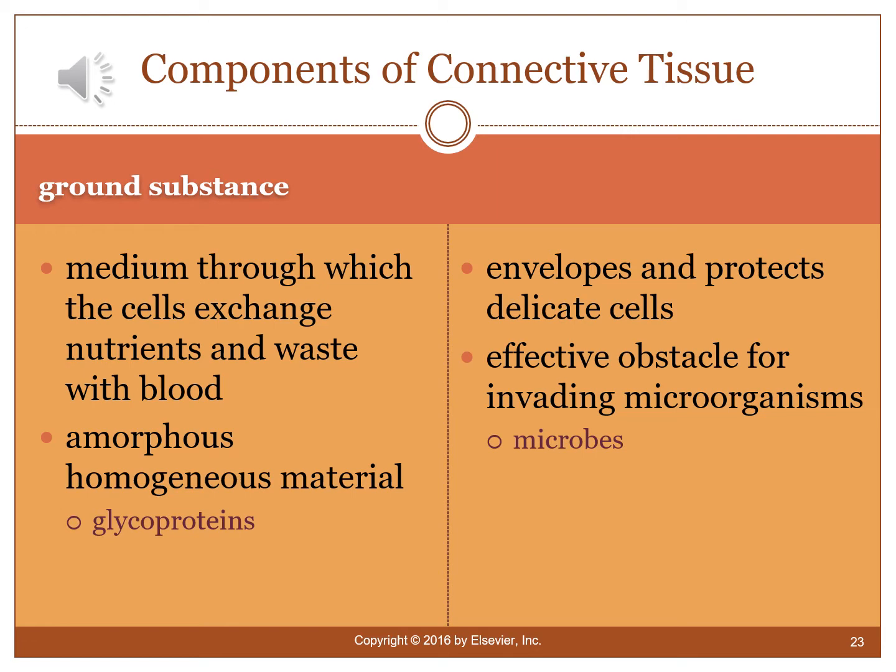So components of connective tissue, there are the ground substance, which is a medium through which the cells exchange nutrients and waste with the blood. They are amorphous, so amorphous means having no shape. Again, a meaning without, morphous is just shape. Homogeneous, so homo meaning the same, so they are the same material without shape, such as glycoproteins. They envelop and protect delicate cells. They are effective obstacles for invading microorganisms, such as microbes.